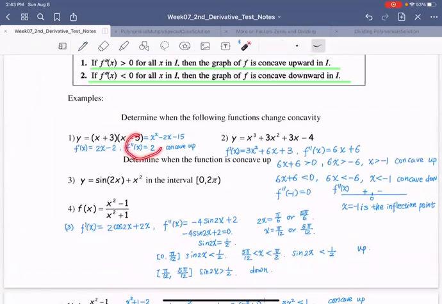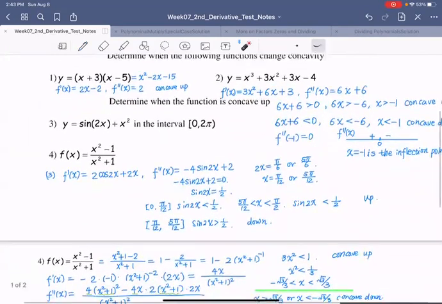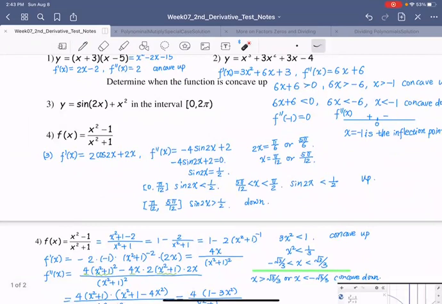And there, your double prime is always positive. So you don't have any inflection point at all. Okay. Yeah. That makes sense. Thank you. Next one.